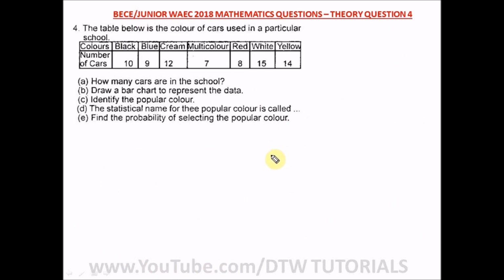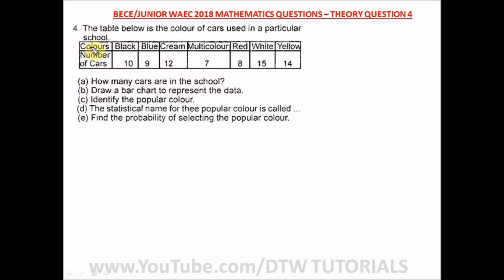Question 4 of the BECE 2018 Mathematics Theory question. That's your BECE, that's your Junior WAEC 2018 Mathematics past question. Okay, question 4. All right, it says the table below is the color of cars used in a particular school. It's question A. This is our table here. Question A says how many cars are in the school.